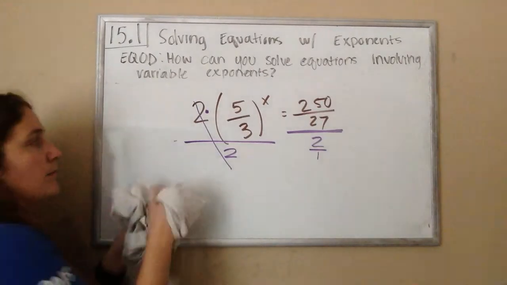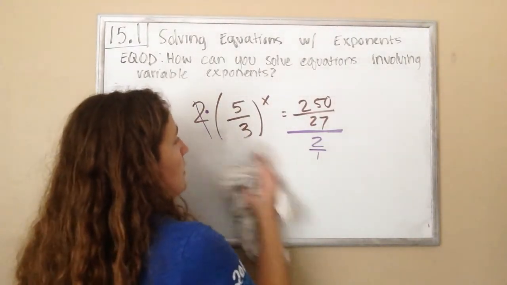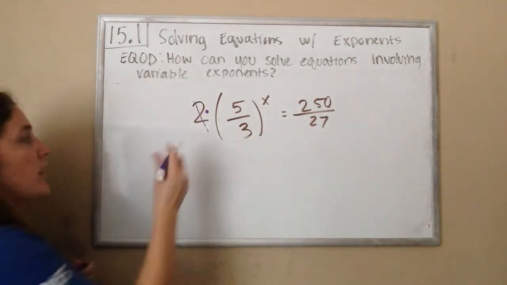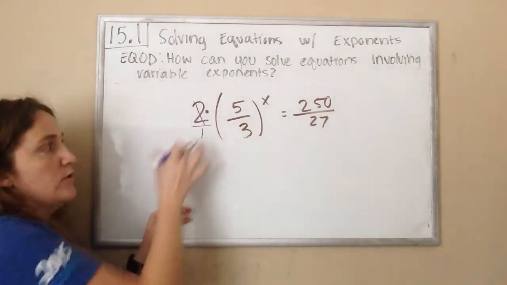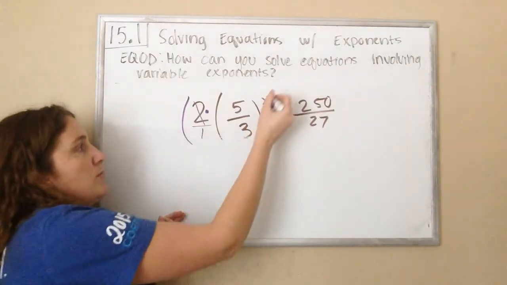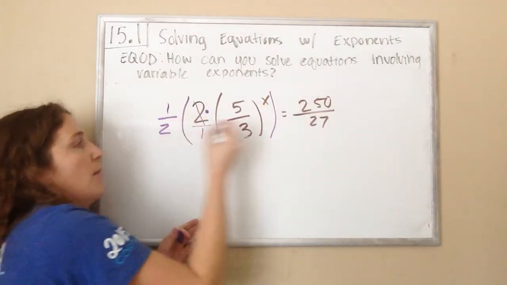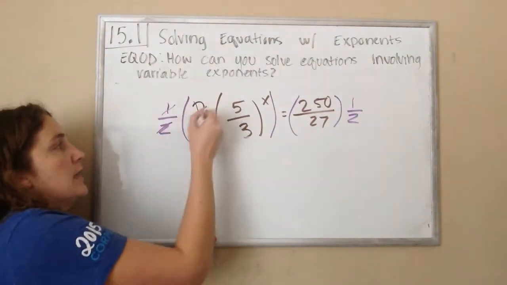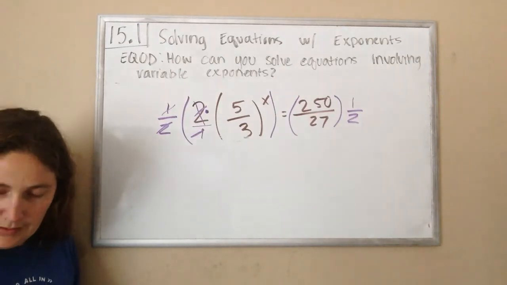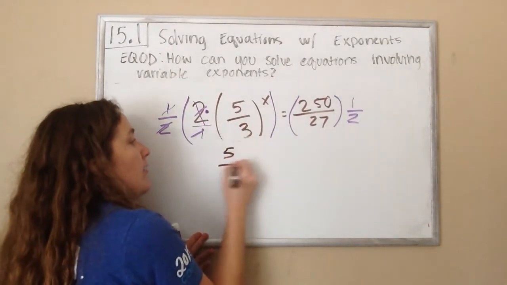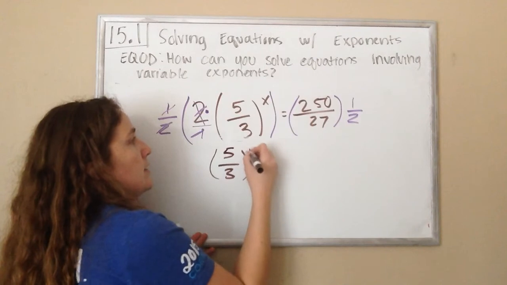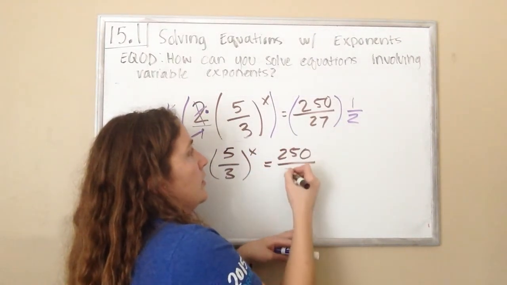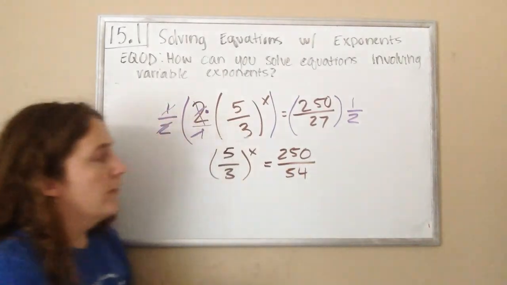So instead of dividing by 2 over 1, we're going to have to multiply, right, because 2 over 1, same thing as 2. We're going to have to multiply by 1 over 2 on both sides. Okay, the 1's cancel, the 2's cancel. We are left with 5 over 3 to the x equals 250 over 54. Okay.